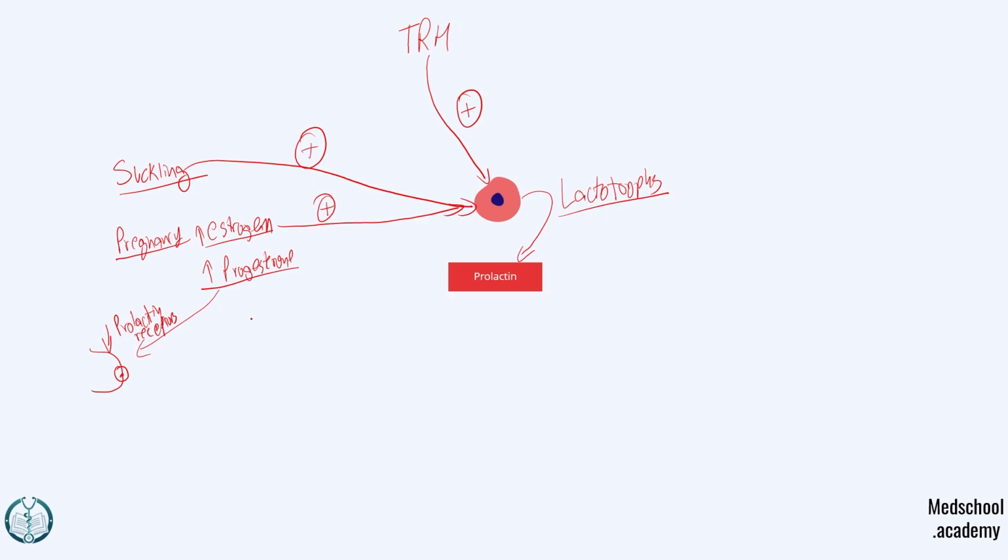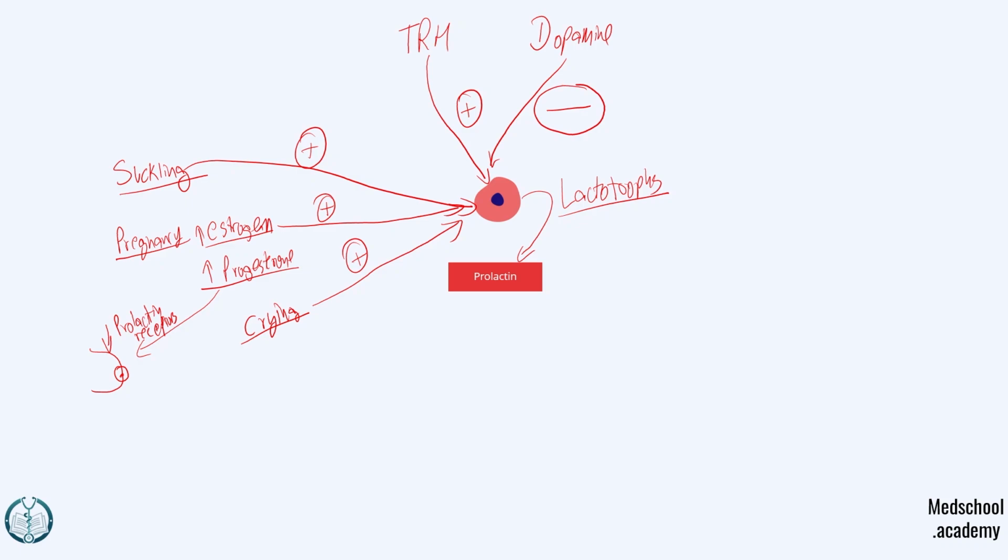And lastly, we have crying. Crying is another stimulator for lactotrophs to start producing prolactin. What about inhibitors? There's a very strong inhibitor from hypothalamus that inhibits the lactotrophs, and that is dopamine. It's a big fat inhibitor.